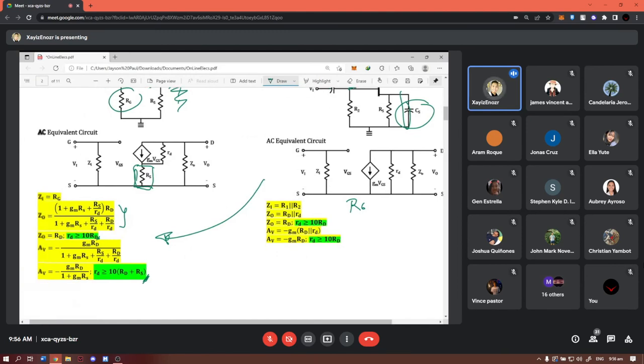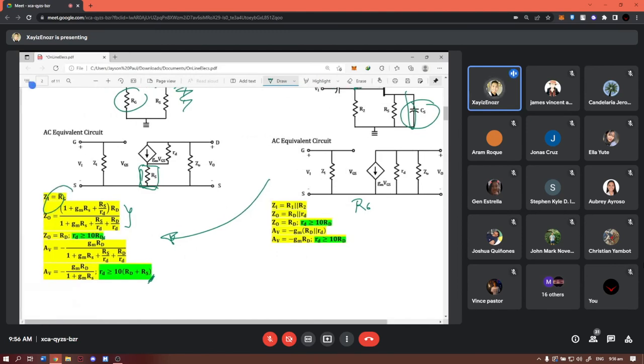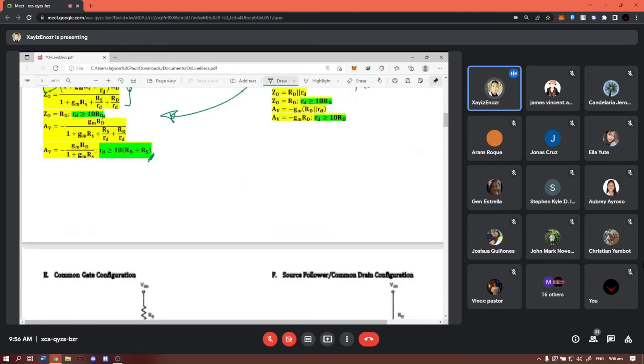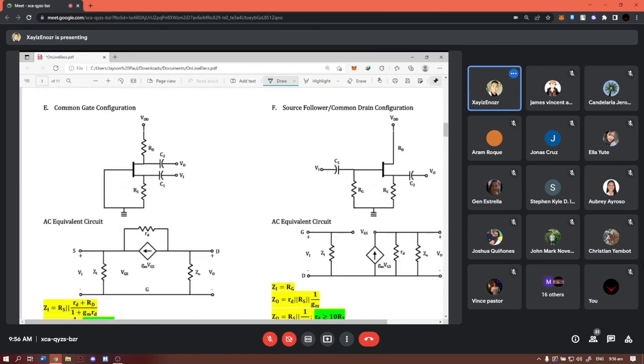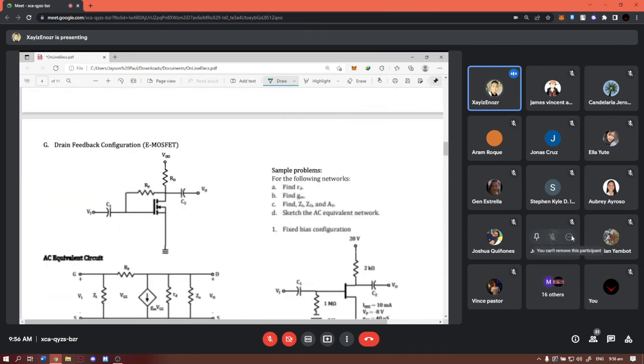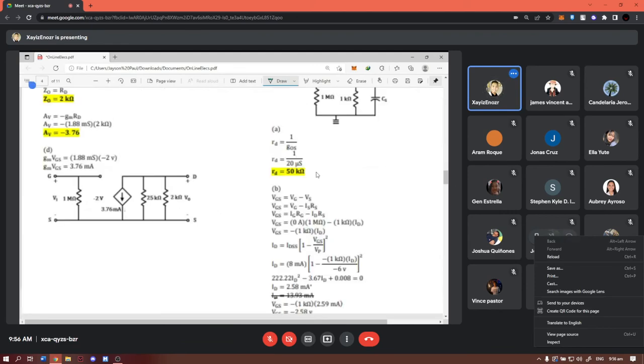Ang kaiba lang is yung input impedance. Since voltage divider yan, you will just simply say RG is equal to the parallel equivalent ng R1 and R2. So, try natin sa example, sa voltage divider example.